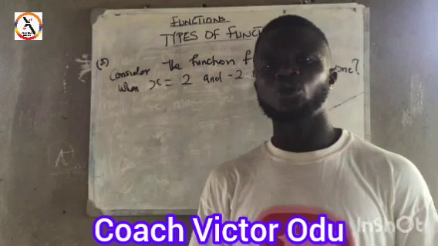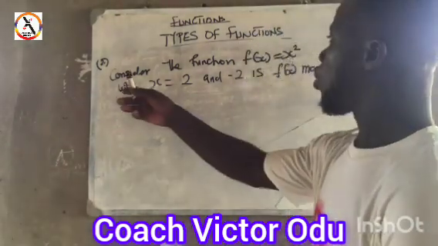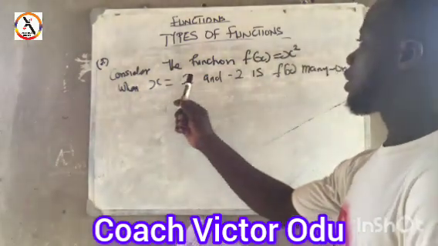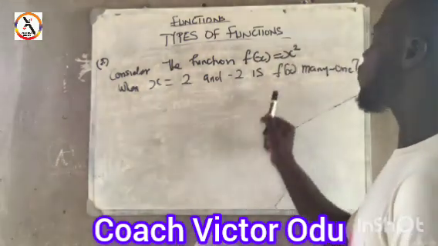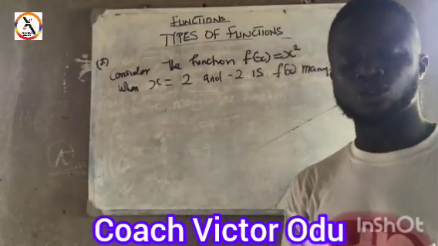The example that we will use to check if this function is a many-to-one function. For the problem, consider the function f of x equals x squared, where x is 2 and minus 2. Is f of x many-to-one? It's a question that is asked, so we are going to be solving it.